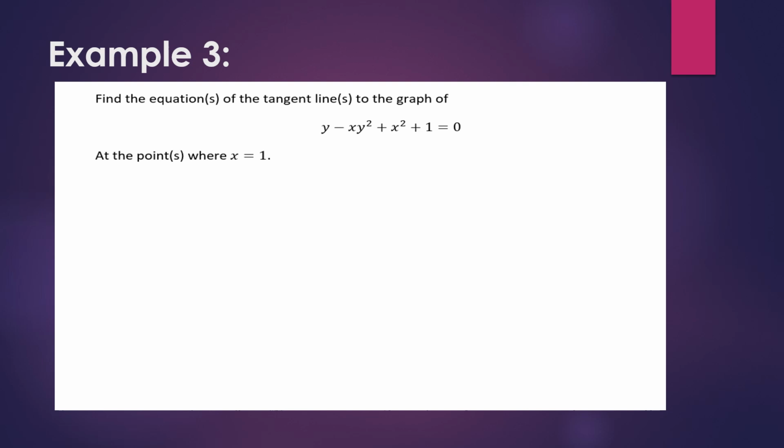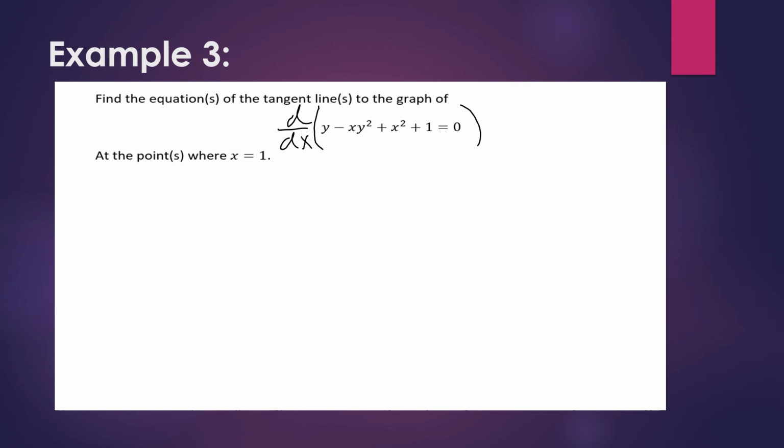Example 3 says find the equations of the tangent line to the graph of y minus xy squared plus x squared plus 1 equals 0. So at least we're not dealing with a circle this time. So the first thing that we need to do is take the derivative of both sides. Again, we're taking the derivative with respect to x.